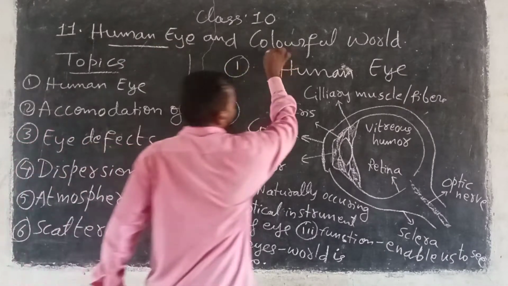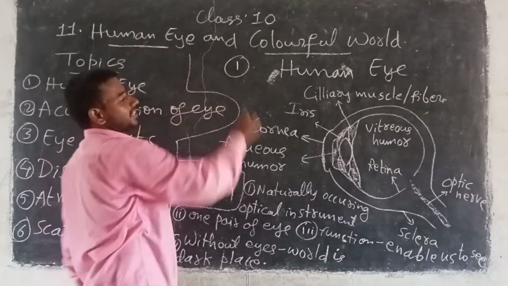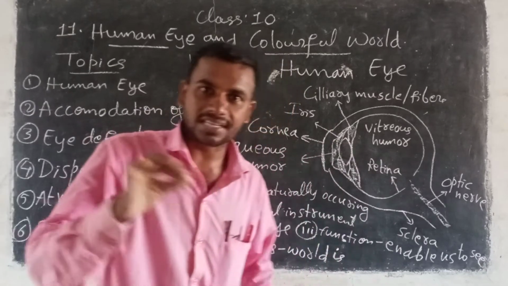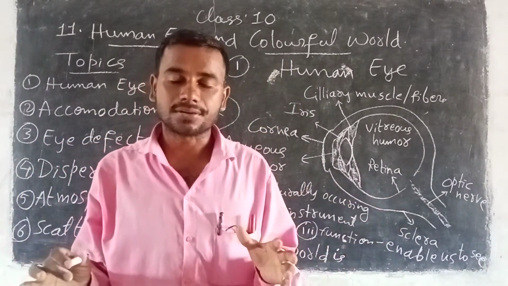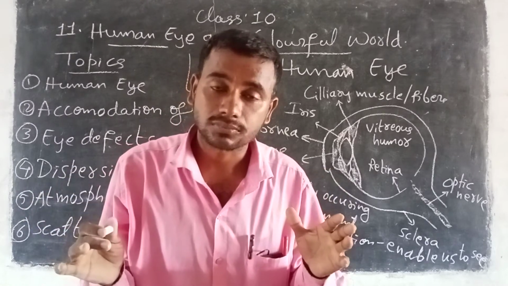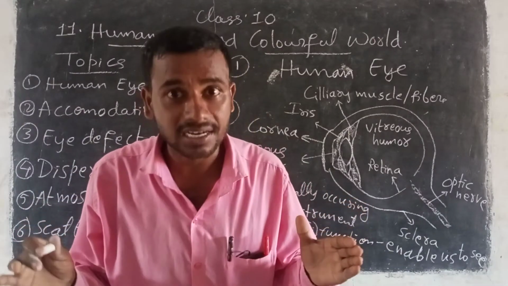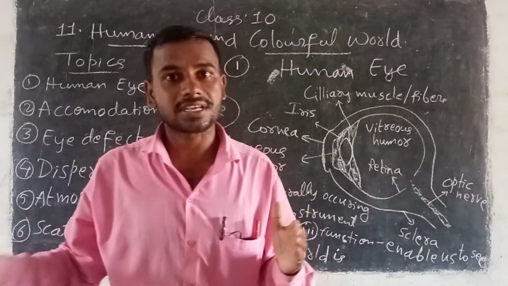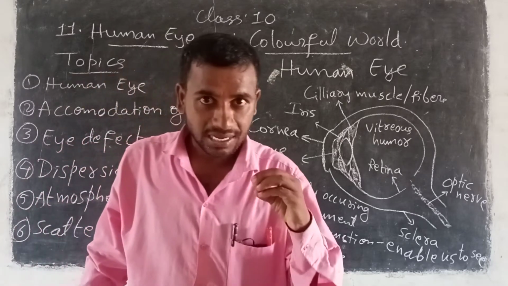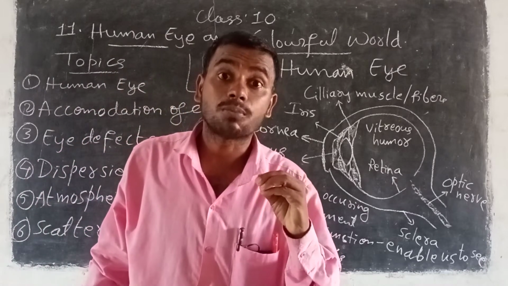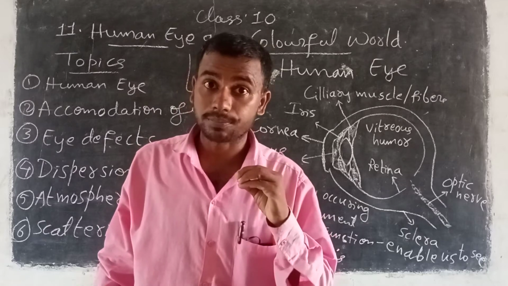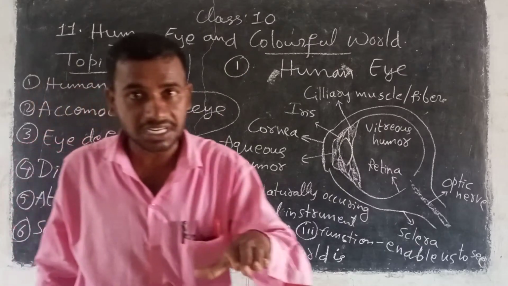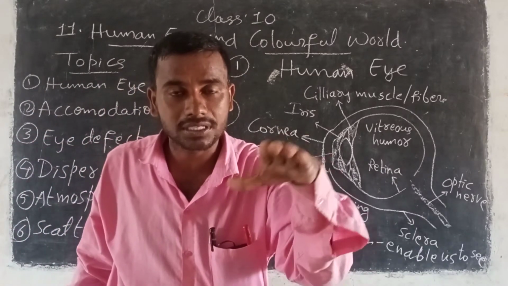Human eye and colorful world. Without eye, dark world. Simple. Human eye, colorful world. Without eye, dark world. What is the value of eye? We cannot express it. How many facilities with eye are we getting? We can't say. So the eye is a valuable item, a valuable body organ. Here, human eye and colorful world. We are going to study about the human eye, how it is working.